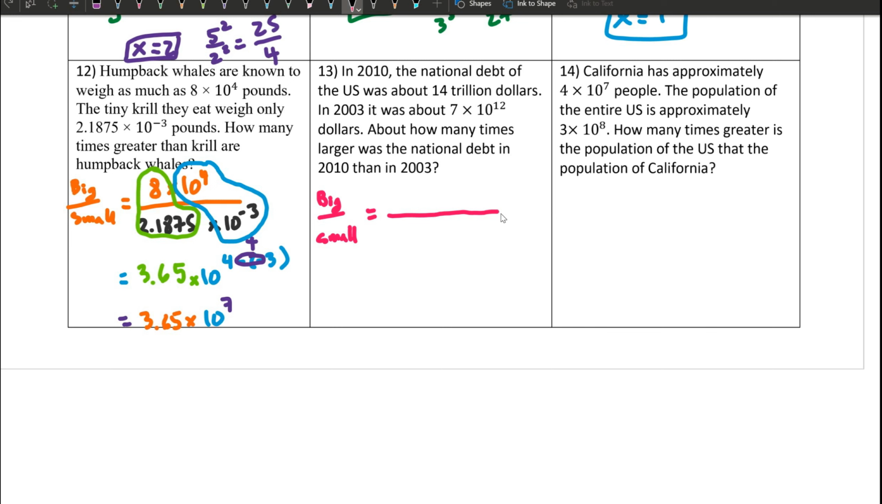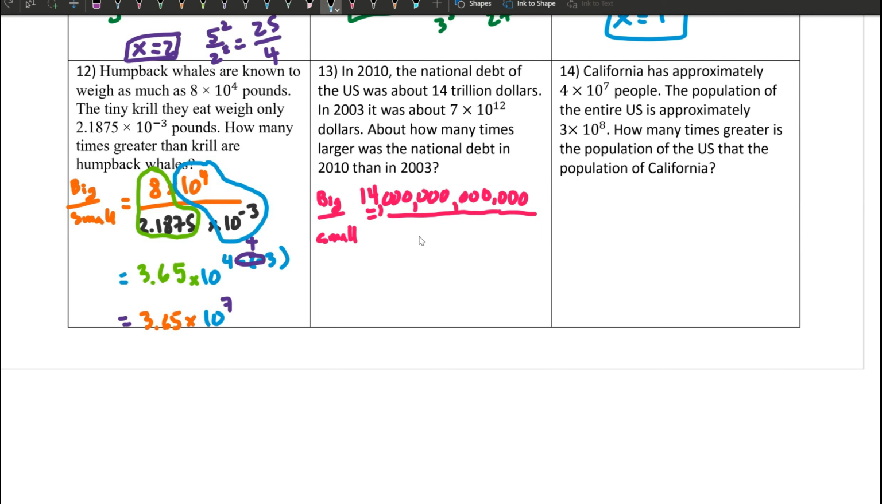So how do you write 14 trillion? Let's count the zeros with me. 1, 2, 3, that makes 1,000, right? 1, 2, 3, that makes 1,000,000. 1, 2, 3, that makes 1,000,000,000. 1, 2, 3, that makes 1 trillion. So $14 trillion looks like this: 14 and 12 zeros.